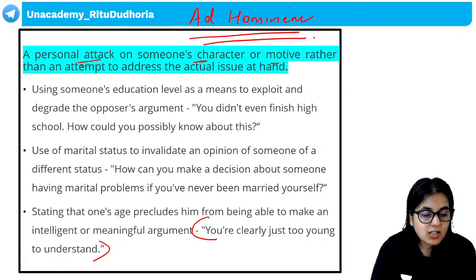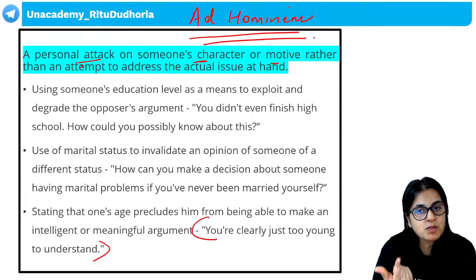Correct? So what they've done over here is they have not addressed your argument or they've not addressed your point. Instead, what they've done is they've made a personal attack on you.